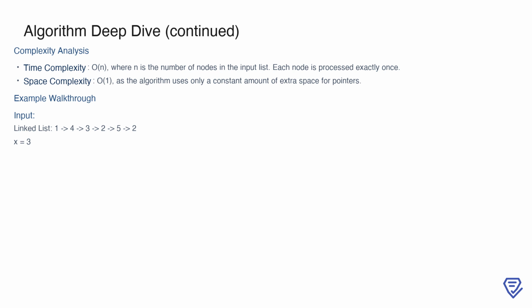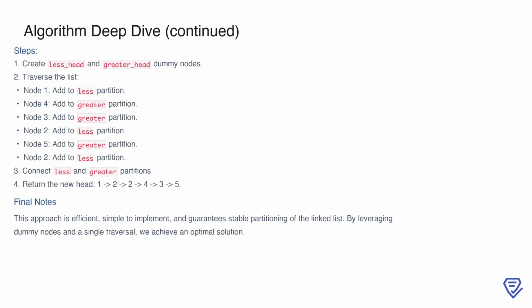Suppose the input linked list is 1-4-3-2-5-2, and the partition value x is 3. Here's how the algorithm processes the example step by step. First, we create dummy nodes less_head and greater_head.